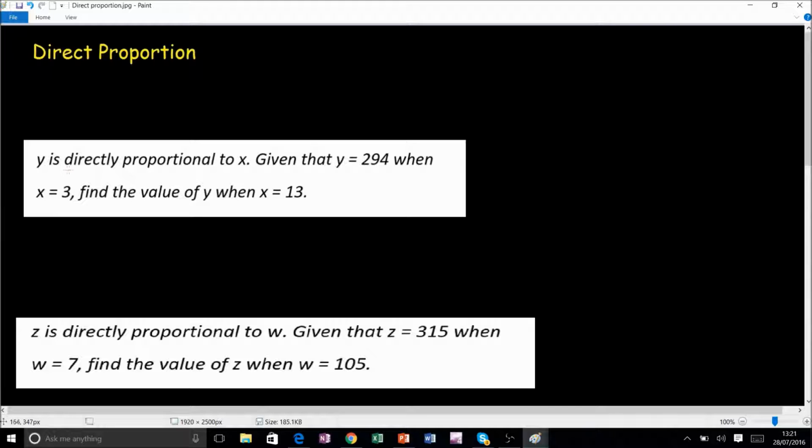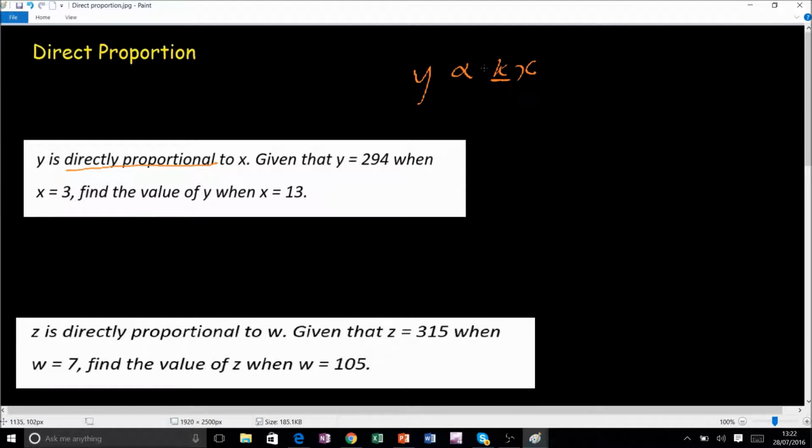Y is directly proportional to X. So basically the first thing that tells me is that Y is directly proportional to kx. Now, some of you may be like, what is this? That just basically means proportional to it. And some of you may be asking, what is k? Well, k is actually our proportionality constant.